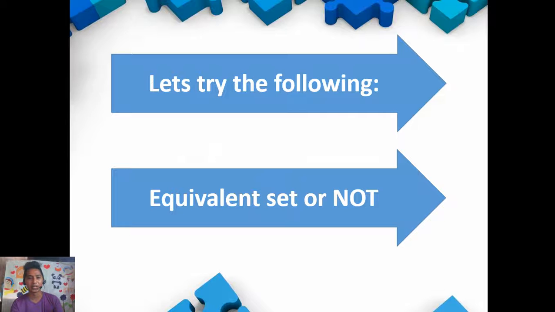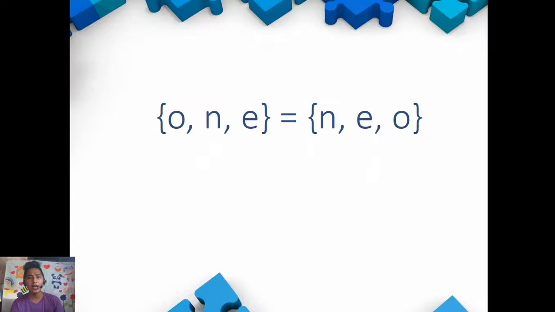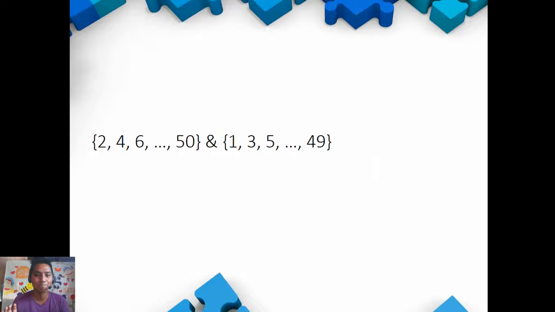Let's try the following. Equivalent set or not. We determine if they are equivalent set or not. One, set ONE is equal to set NEO. Are they equivalent set? What is the condition for you to say that they are equivalent? They should have the same number of elements. That's the one condition only. So we count the number of elements on the set ONE. We have 1, 2, 3, and then the other one 1, 2, 3. Therefore, they are equivalent set.